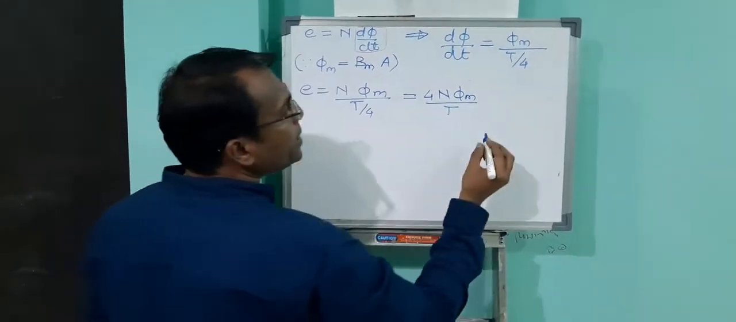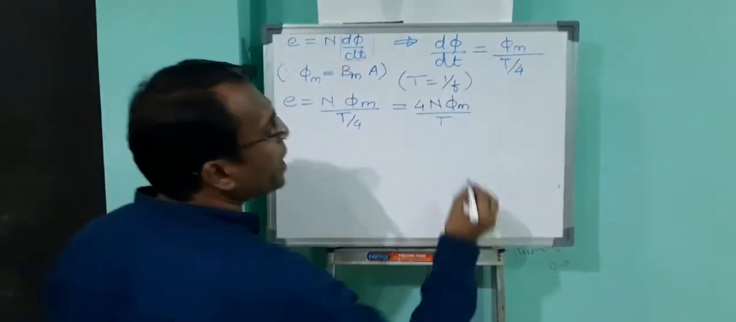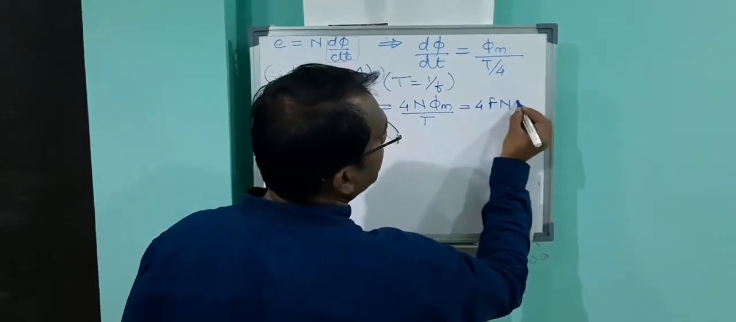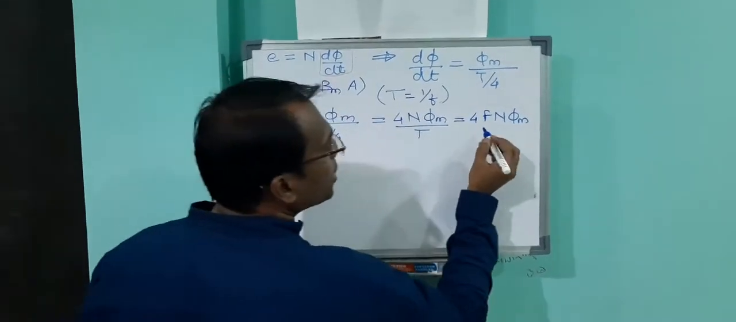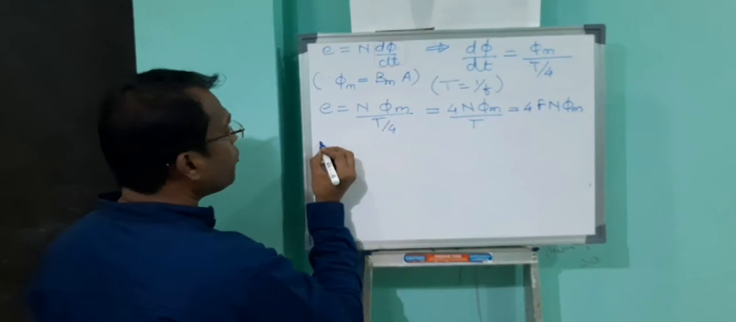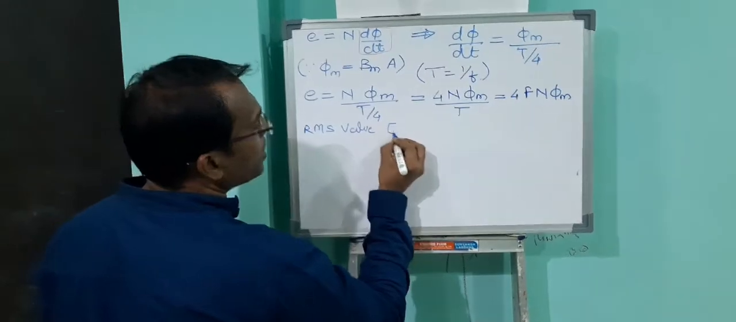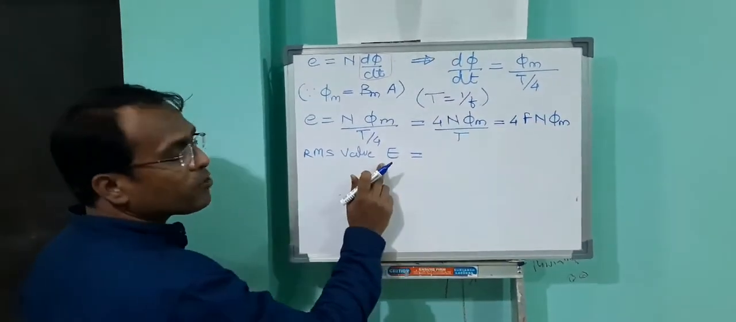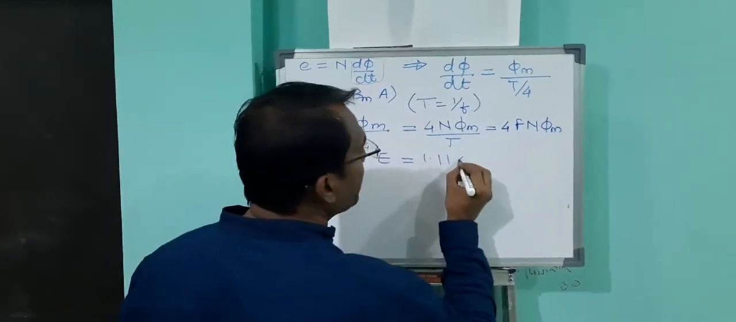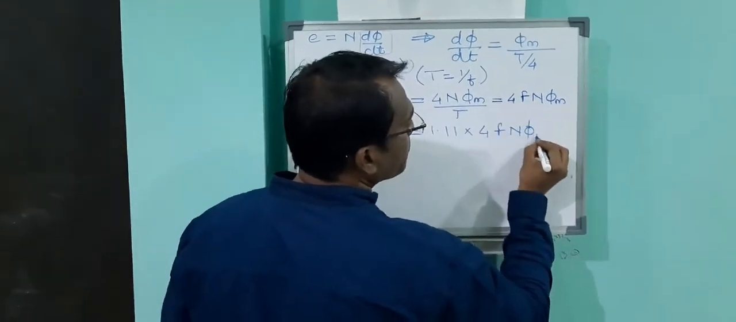And what is t? T is nothing but 1 by f. So therefore this is equals to 4 f phi m. So this is called the average EMF induced. Now we want the RMS value of E. So therefore the RMS value of induced EMF is equals to 1.11, that is form factor, multiplied by average value. The average value is 4 f phi m.